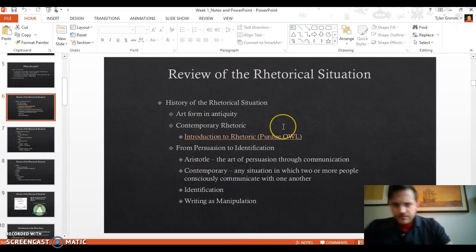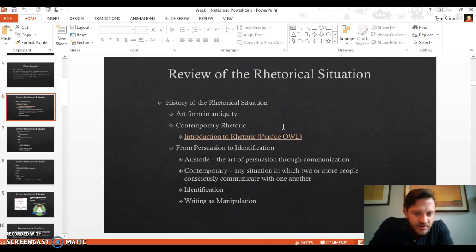All right, so based off of that, it's important to think of this idea of from persuasion to identification. Rhetoric. Ancient rhetoric began as the art, the skills necessary to be more persuasive. We now still use it for this, but it's changed a little bit. So contemporary rhetoric, Aristotle's rhetoric, ancient rhetoric, the art of persuasion through communication. Contemporary rhetoric, any situation in which two or more people consciously communicate with each other. Okay? And then identification in writing is manipulation.